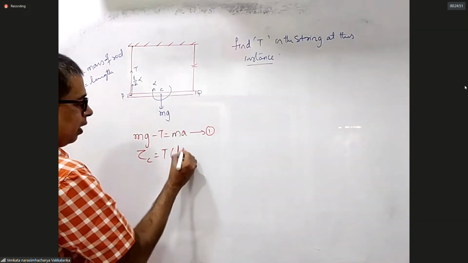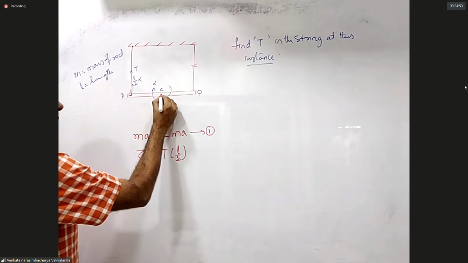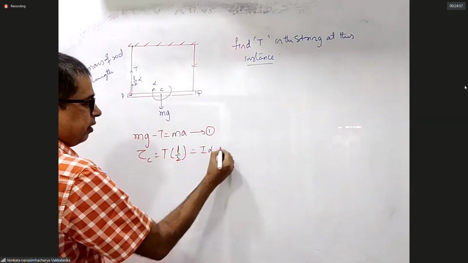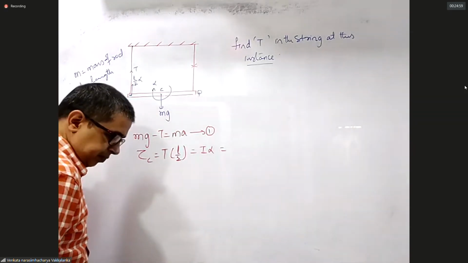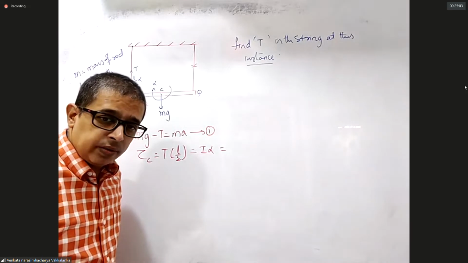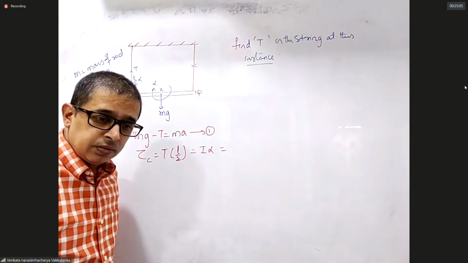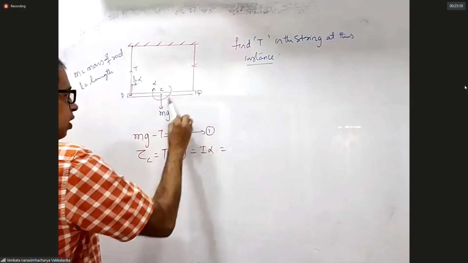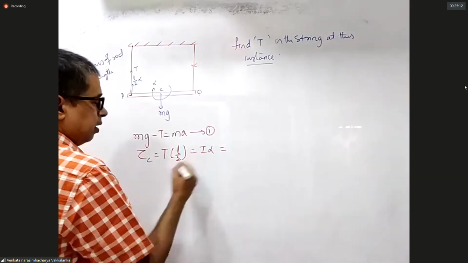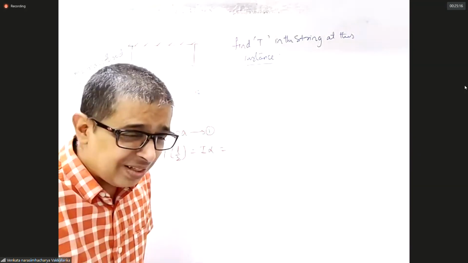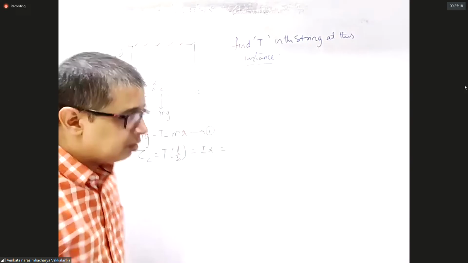T into L by 2. mg will not produce any torque now, only T will produce. T into L by 2 is I into alpha. Do you all agree with that? Yes. Are you getting clockwise or anti-clockwise? Clockwise. You are able to see that, right? So alpha is in the same direction. Sir, mg on Q will also produce torque, right? Yeah. mg on Q will also produce torque.